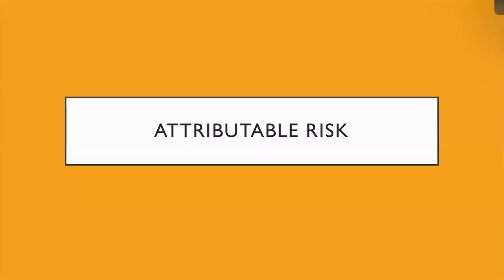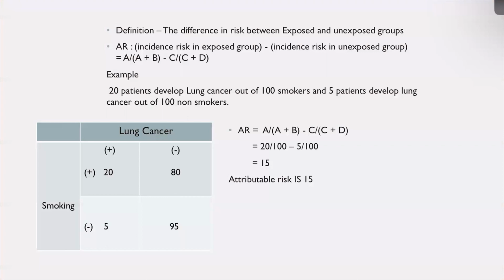Okay. Now we talk about attributable risk. This is the difference in risk between the exposed and the unexposed group. So if you're talking about incidence risk, the formula is like this: incidence risk in the exposed group minus incidence risk in the unexposed group. So you basically just have to subtract. There's no relative thing here. Okay.